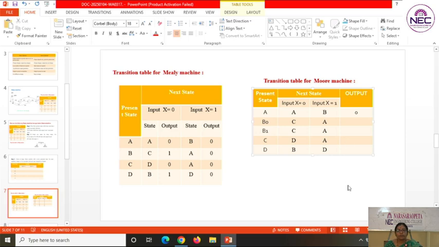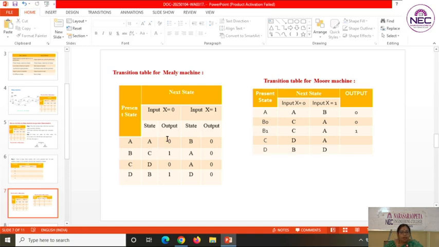0 output. Next, B state is split into two states. B0 state is 0 output, B1 state is 1 output. In C state, the input x is equal to 0 condition, 1 output. Finally, D state, the input x is equal to 0 condition, 0 output and input x is equal to 1 condition, the D state output is 0. So, D state output is 0.